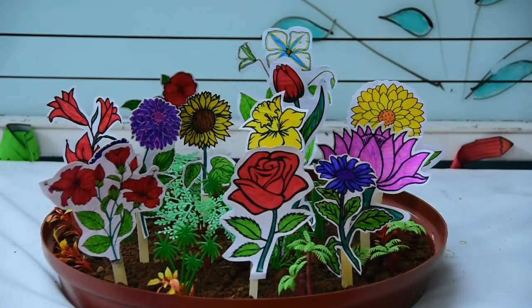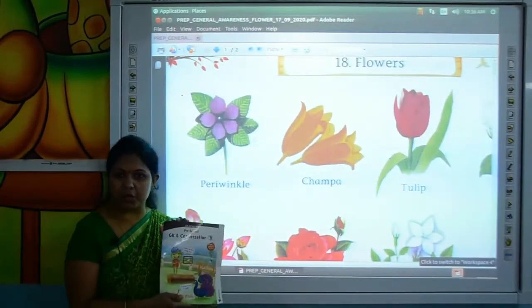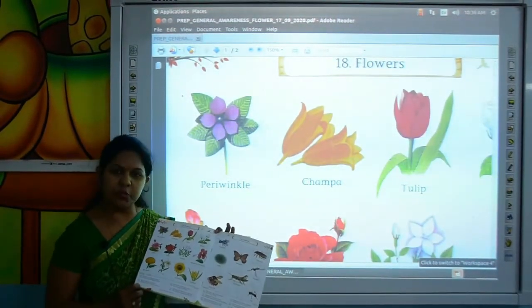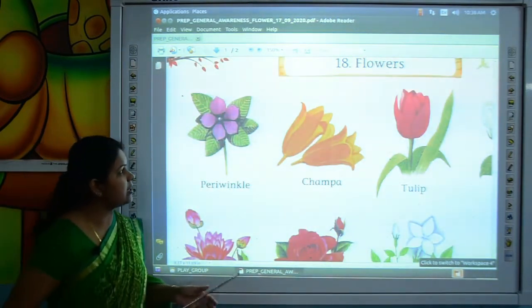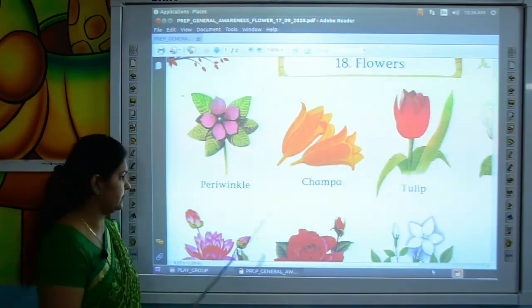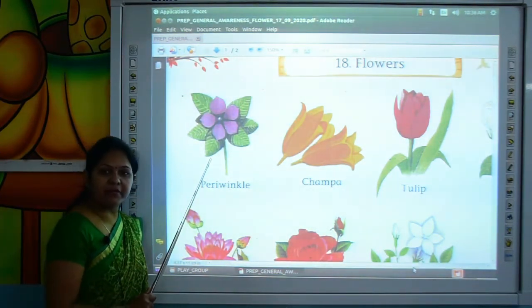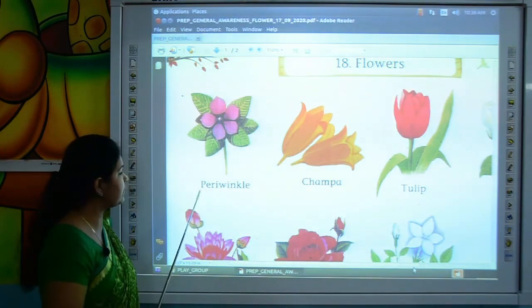Now we will read their names and spellings from the book. Let's come. So kids, now open your GK and Conversation book, page number 20. Now we will read the names and spellings of flowers. So let's start reading with me. Keep your finger below the word. This is periwinkle. Let's read the spelling with me.